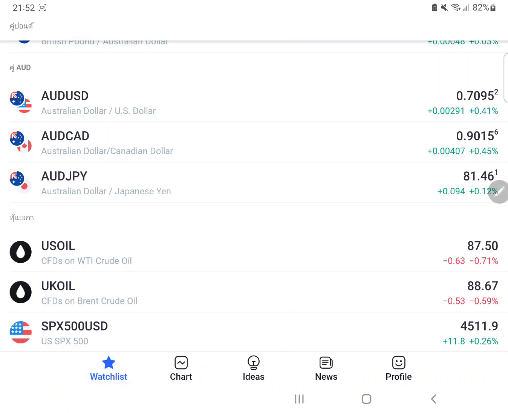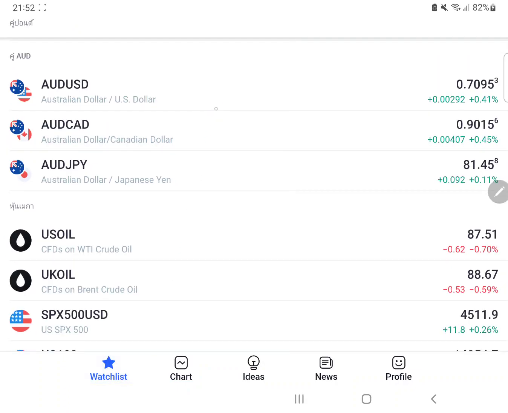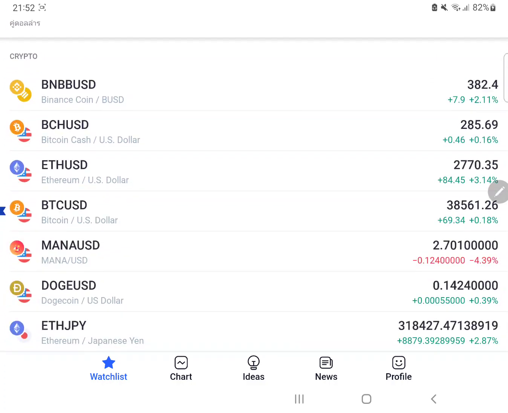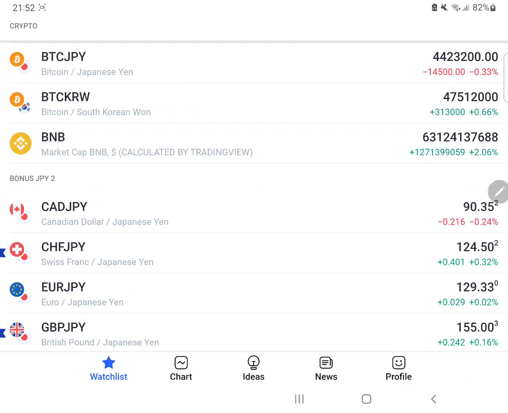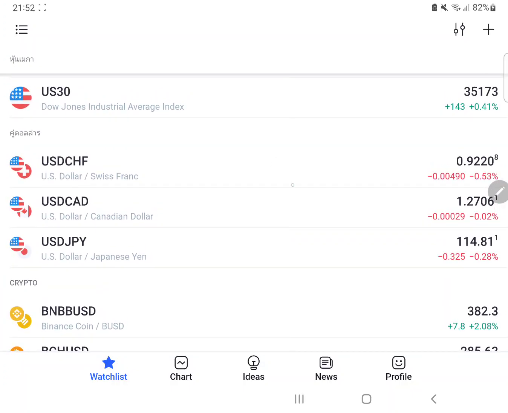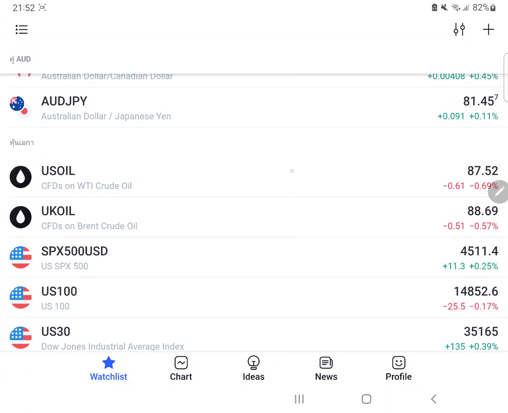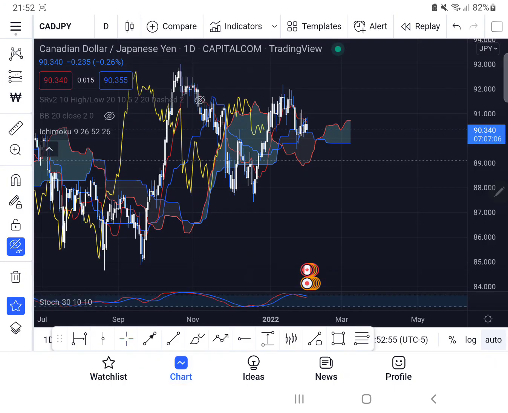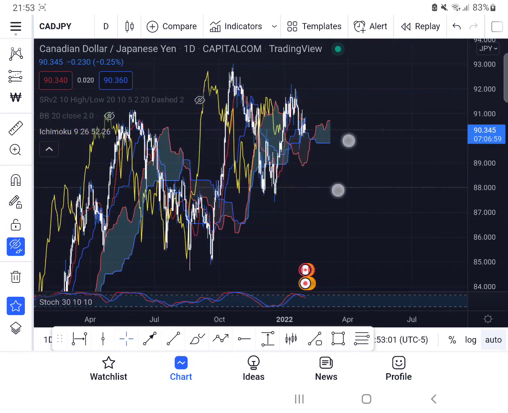Today we're going to review a list of pairs: CAD JPY, some Bitcoin USD pairs, stocks, and oil markets, and the last one is the AUD pairs. Okay, start with the CAD JPY one. In daily time frames, what does it tell you now?